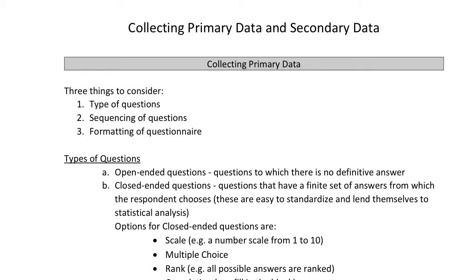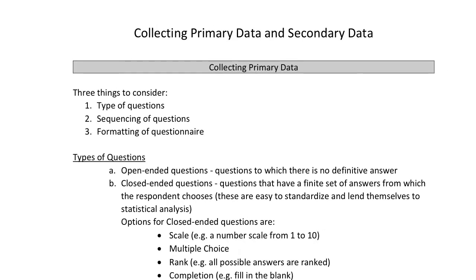There are some things that we need to consider when collecting primary data and secondary data. So, when collecting primary data, we want to consider the types of questions that we use, the sequencing of questions, so what order, and then the formatting of the questionnaire. Is it easy to read? Is the layout okay for people to understand? We're going to focus on the types of questions right now.